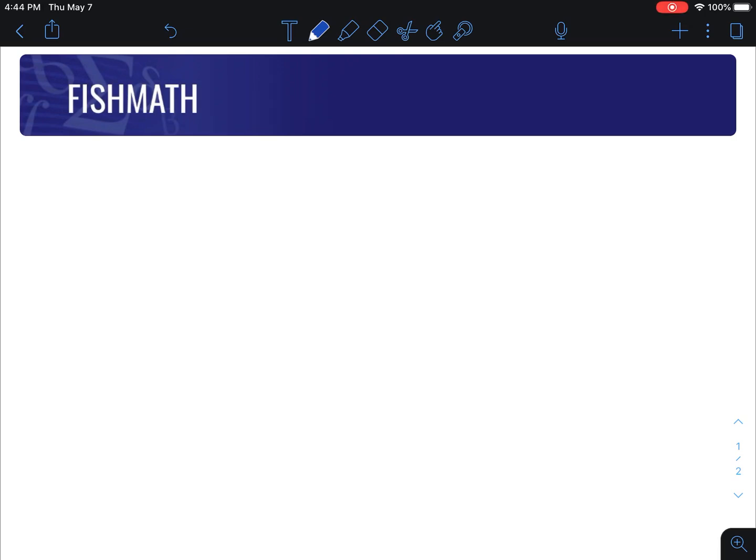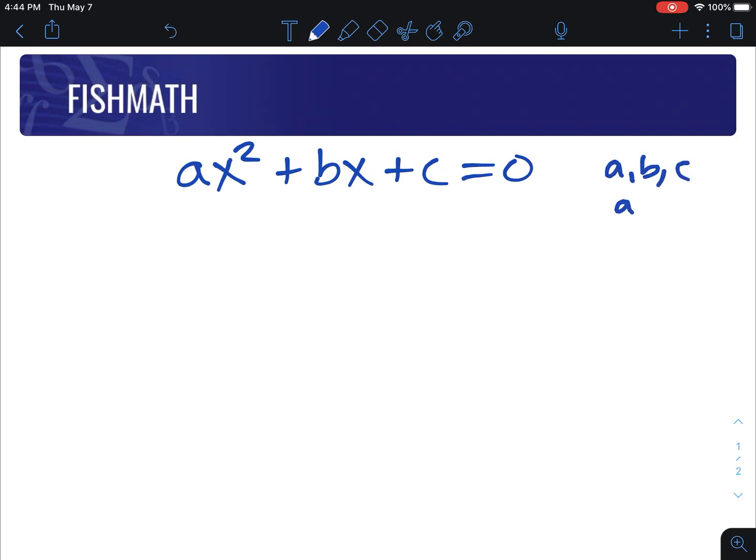Hi everyone. What we're going to do is look at how to get the quadratic formula from a standard form of a quadratic equation. So any standard form of quadratic that's equal to 0 looks like this: ax squared plus bx plus c equal to 0, where a, b, and c are typically real numbers. We hope they're real numbers, not imaginary, because if they were imaginary, it'd be much, much harder.